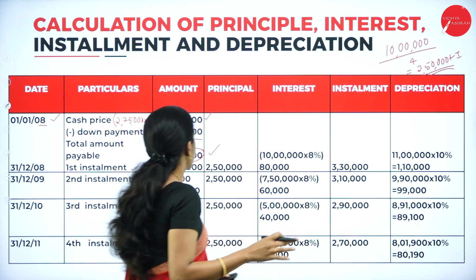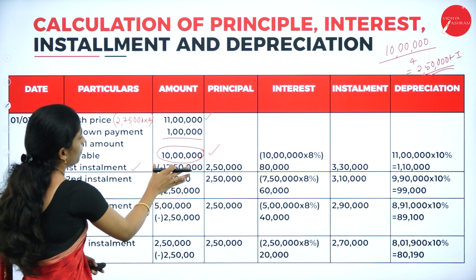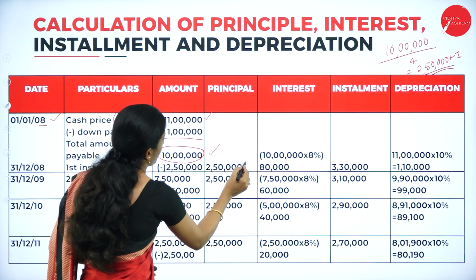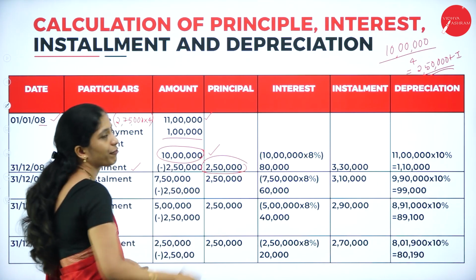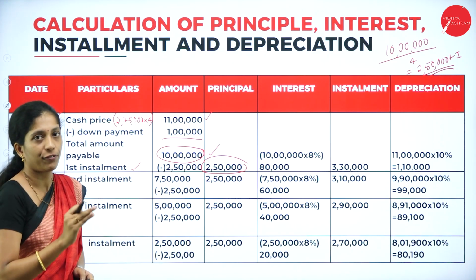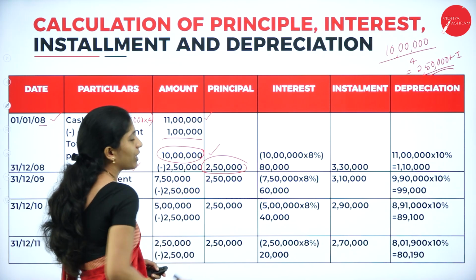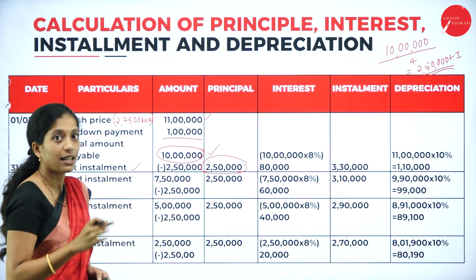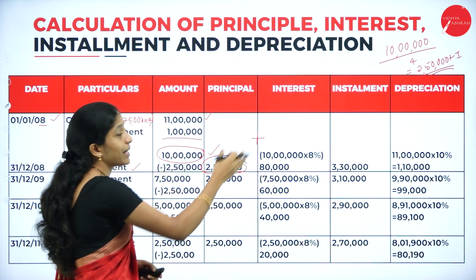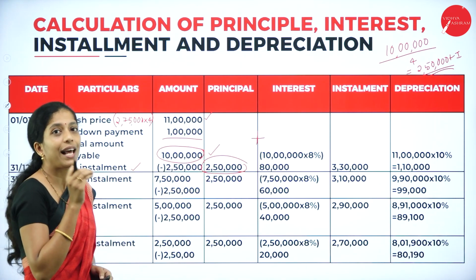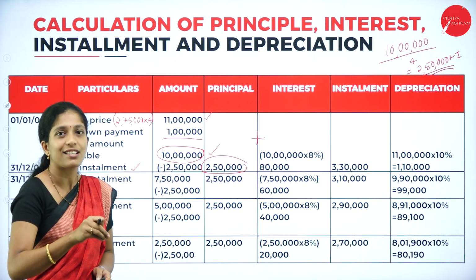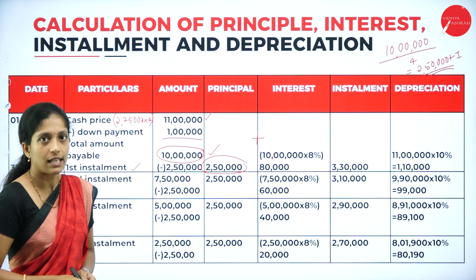Now, don't minus this 2,50,000 first. See here, the principal amount is how much? 2,50,000, because in each installment we have to pay 2,50,000. So the principal amount is 2,50,000 plus interest, and then we will get the installment. This 2,50,000 is not the installment, because we have to add interest to it, and only then it will become the installment.